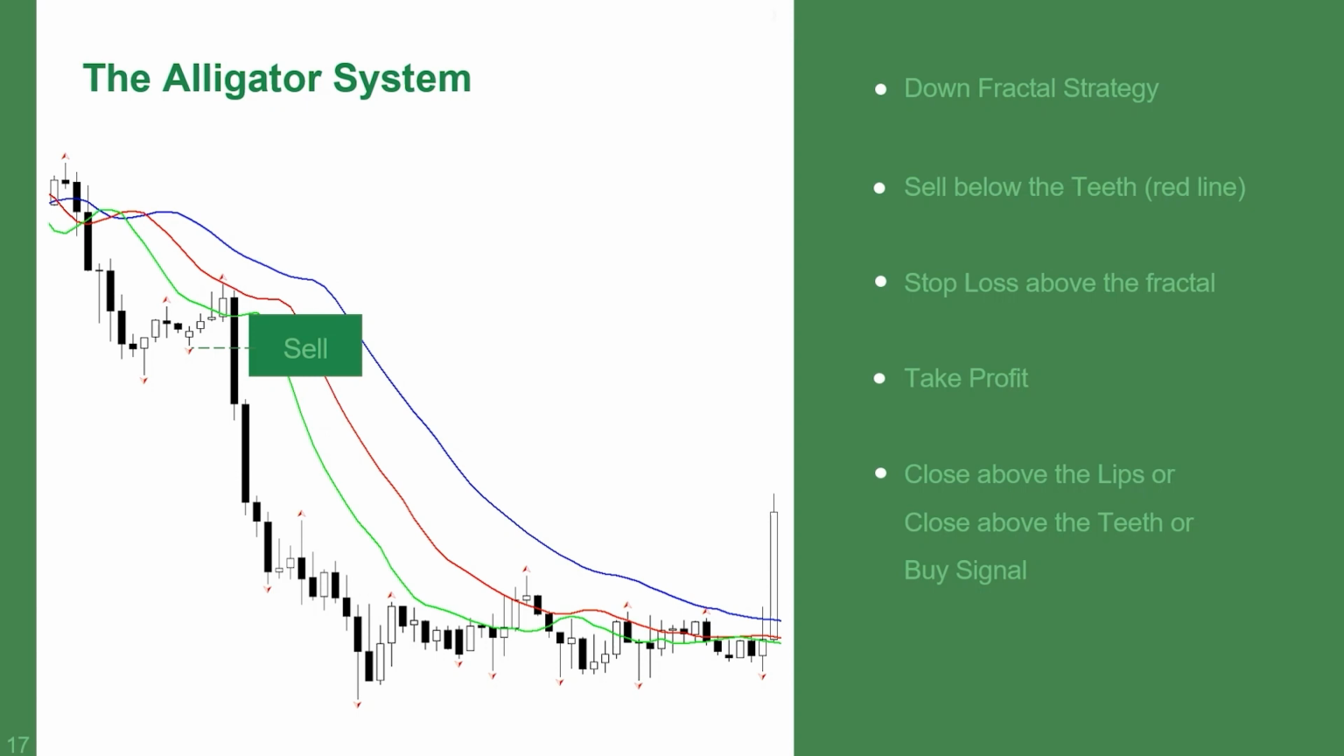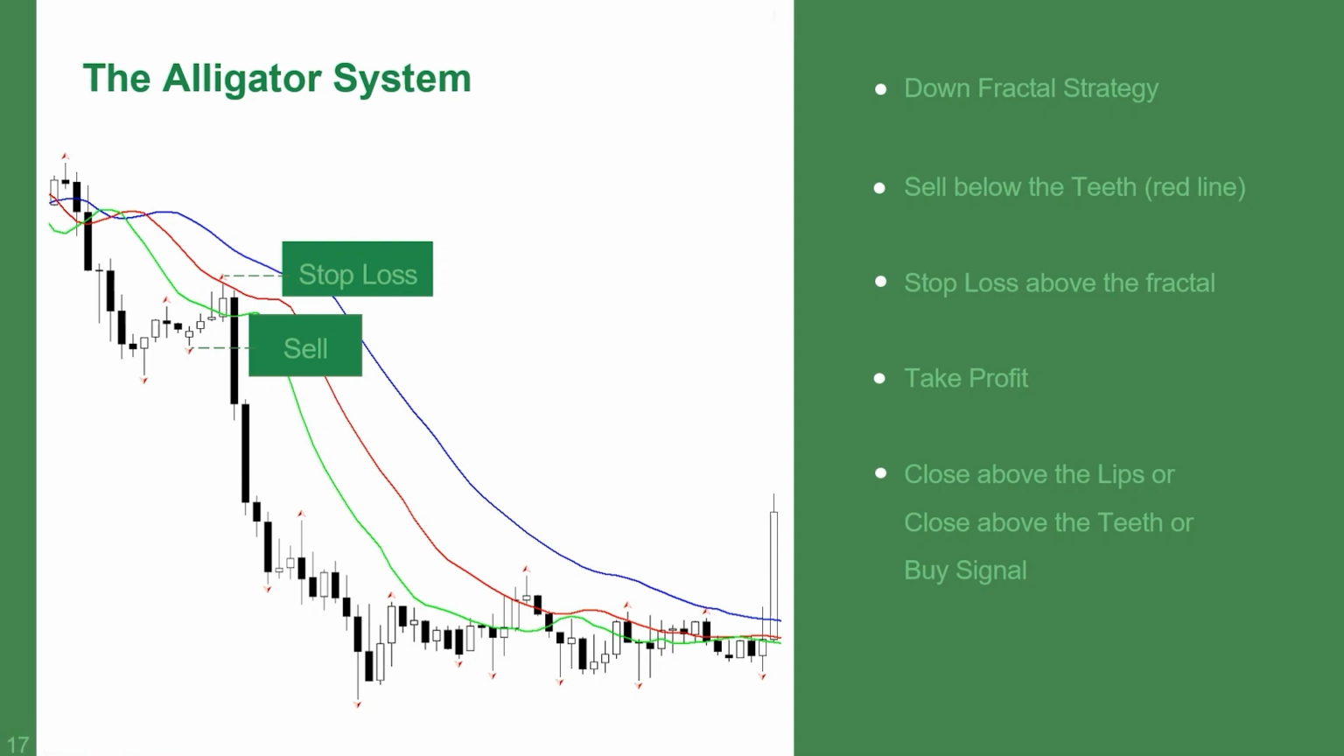So the first requirement is that the down fractal is in a downtrend, right here, right below the mouth, and more specifically, it can be hit below the red line, below the teeth. We can do that as well. And then we place a protective stop loss.